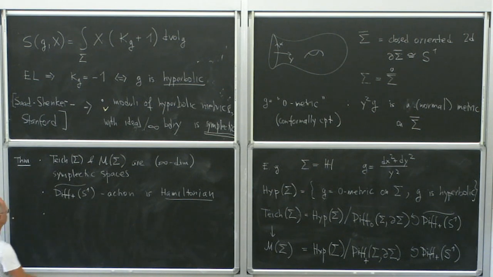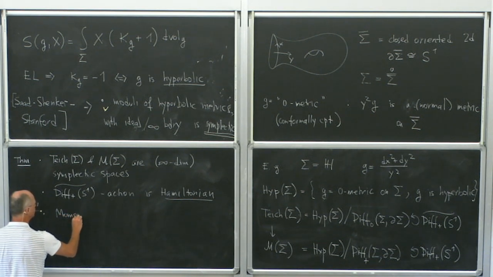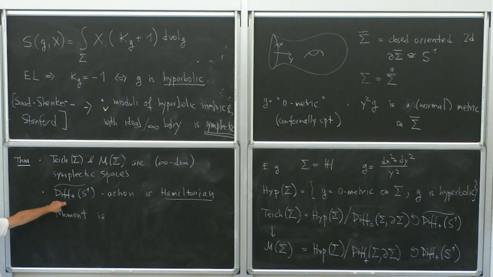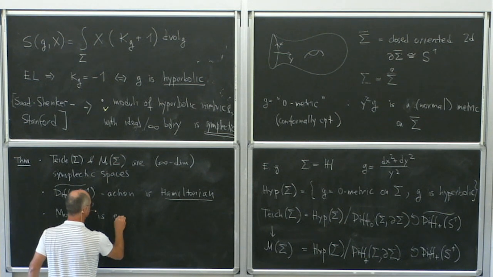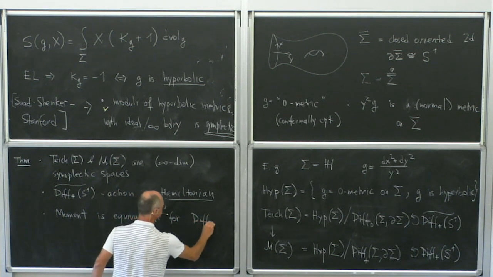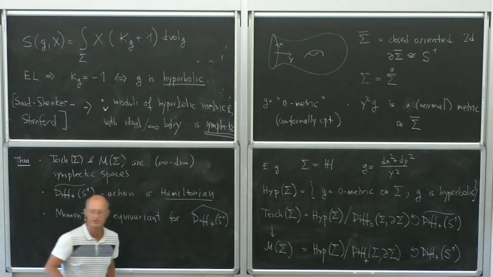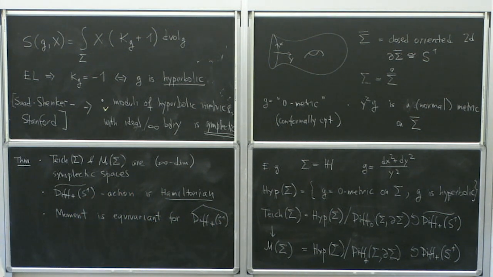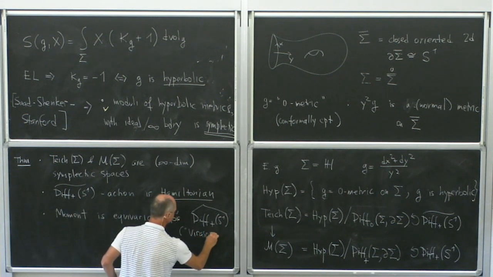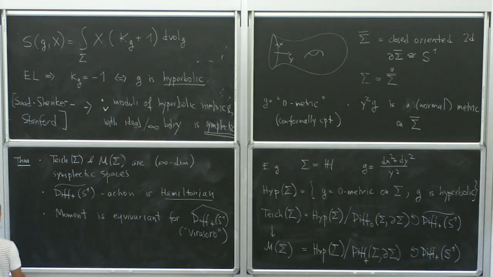We'll return to it in more detail, but I can say now the moment map is not equivariant for that group, right? It's equivariant for the central extension, and that's where Virasoro comes from. It is equivariant for the standard central extension by the circle or by the line, depending on whether you look at diffeomorphisms or the universal cover. So this is Virasoro.